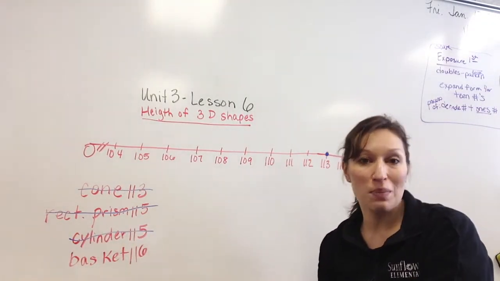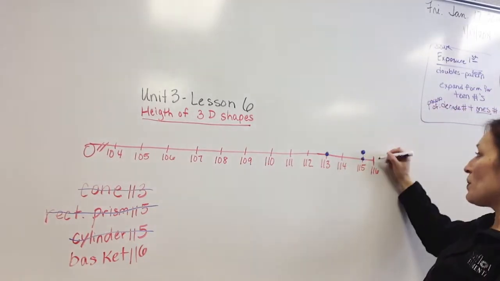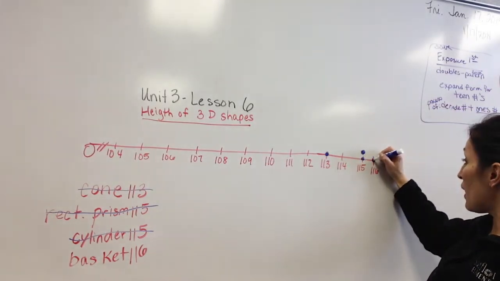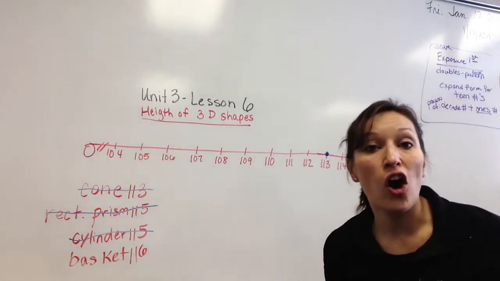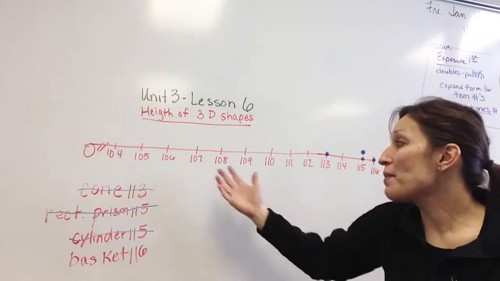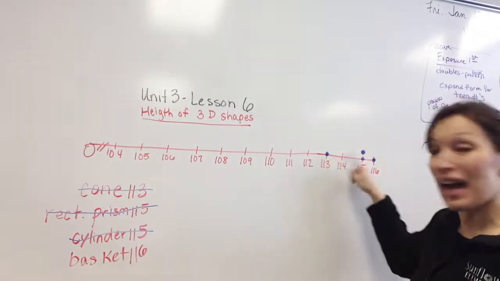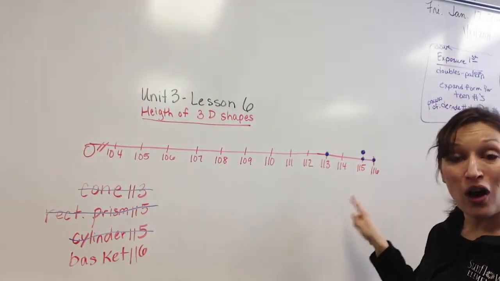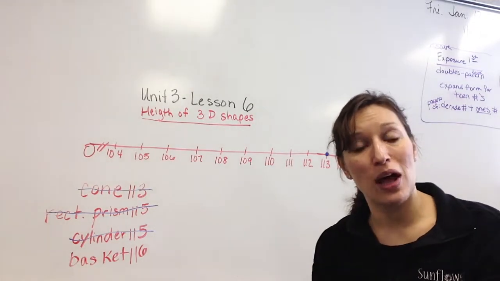The last one was the basket. It measured 116. So I'm going to come here to the very end and mark 116. I have plotted all of my measuring data on the line plot, okay? I might be able to make a line plot like this, or I might be given a line plot that has measurement marks on it, and I might have to figure out a problem by reading the line plot.